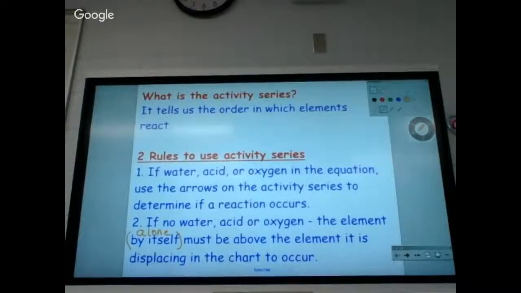Okay, some elements are stronger than other elements. Elements that are strong enough to bump out other elements are higher in the chart. That's how we know that they're able to displace other elements. The strongest elements are at the top. The weakest and least reactive elements are at the bottom.